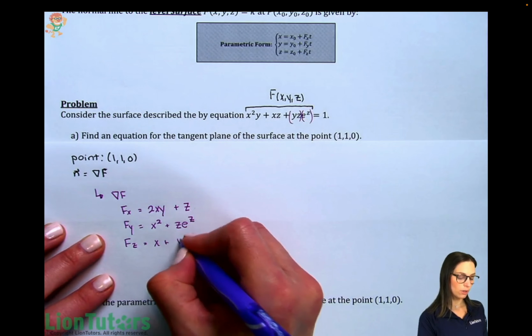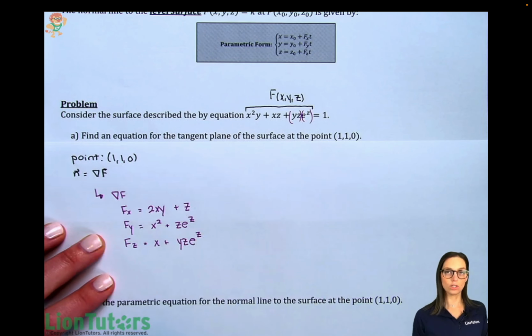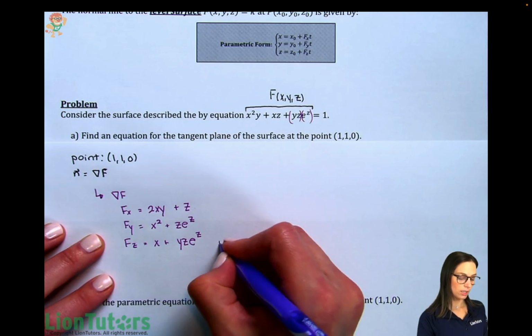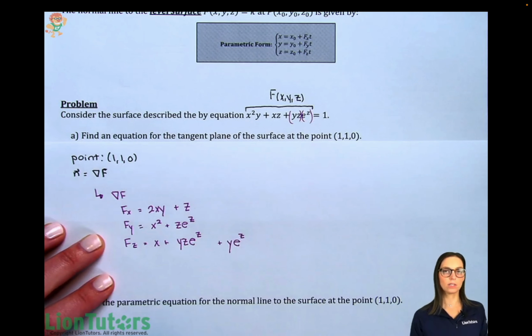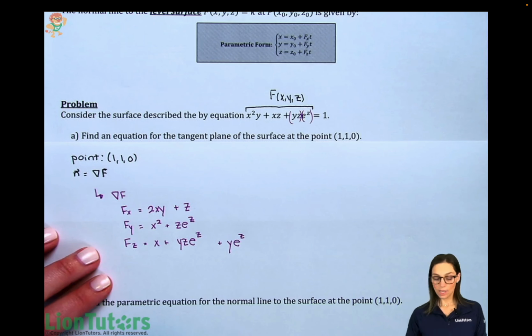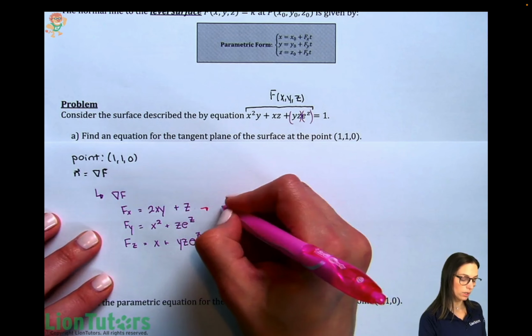So it'll be first left alone, yz left alone, times the derivative of e to the z, which is e to the z, plus e to the z left alone, times the derivative of yz with respect to z, which is just y. And what we want to do is evaluate each of these at the point 1, 1, 0.